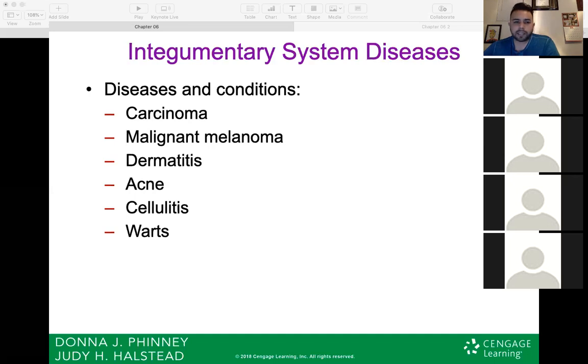Carcinoma is a type of skin cancer. Malignant melanoma, the same. Dermatitis is the irritation of the skin. Acne is when we have pimples that develop. Cellulitis is when we have sort of like, I'm not sure, it's almost like patches of fat or water that kind of builds up. And then warts is actually a viral condition that creates these wart-like lesions that nobody likes to talk about.